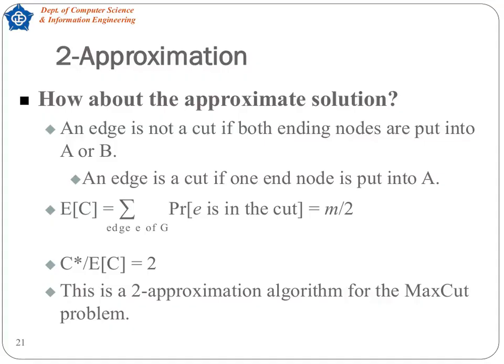What does this tell us? This critical result indicates that the optimal solution is, at most, twice the expected value of the solution found by this approximation. And that, ladies and gentlemen, directly leads us to the conclusion. This elegant approach constitutes a two-approximation algorithm for the max cut problem.